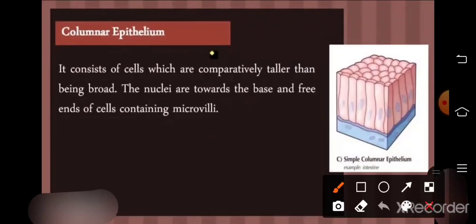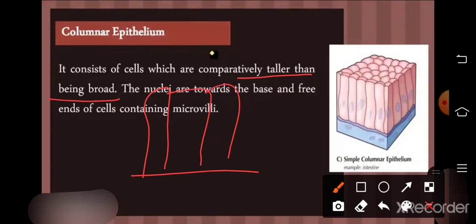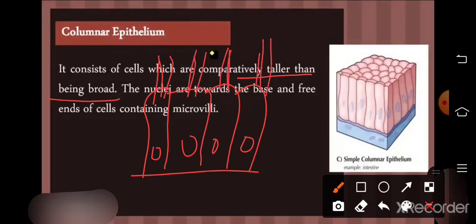Now columnar epithelium. The cells are comparatively taller than broad, just like a column. They have nuclei found at the base, and above the nuclei the free end contains microvilli, which help in the transportation or movement of particles.